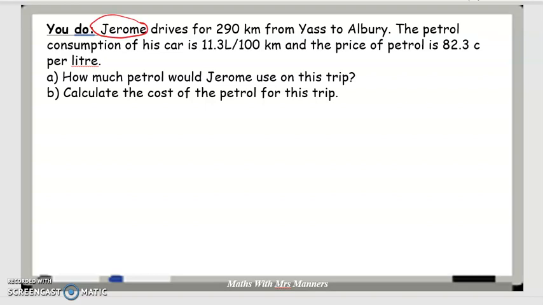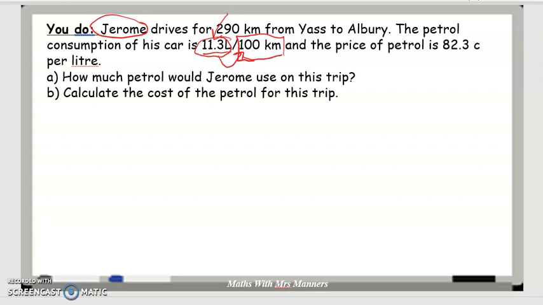Jerome drives for 290 kilometers from Yass to Albury. The petrol consumption of his car is 11.3 litres for every 100 kilometres. Petrol consumption just means how much petrol your car is going to use up to travel this distance of 100 kilometres. And obviously we as drivers who fill our tanks every week would like to get as far a distance as possible for every 100 kilometers. So the bigger this distance, the more economical the car is in terms of fuel consumption.